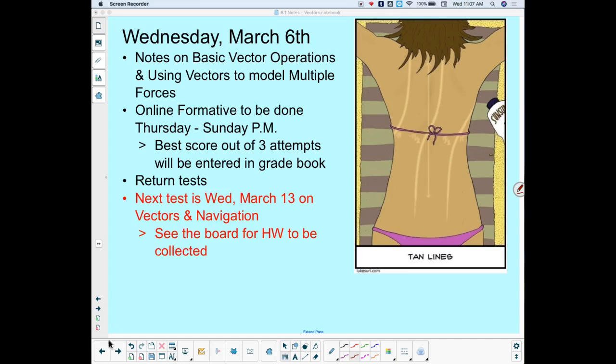It's not that you just go back and fix the one that you got wrong or something like that. You have to retake the entire thing. You get 3 attempts at it. The best of the 3 attempts is what gets entered into the grade book. So that needs to be done by Sunday night, 11:59 p.m. After that, it just goes in as a 0.